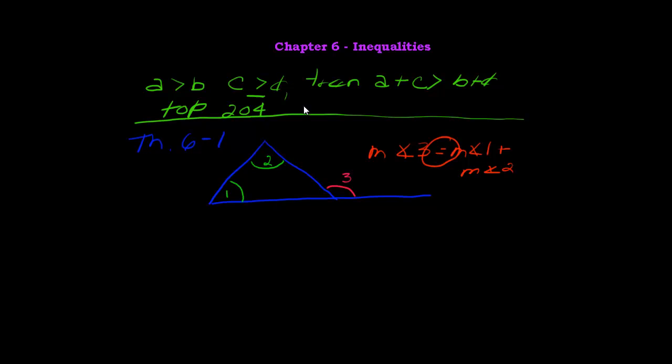Okay, but that's an equality. And this chapter is on inequalities, so what we can easily say is that if this angle 3 is equal to the sum of these, then looking at theorem 6.1, the measure of angle 3, an exterior angle, must be greater than either one. The measure of angle 2, it is also greater than the measure of angle 1. And that's theorem 6.1.